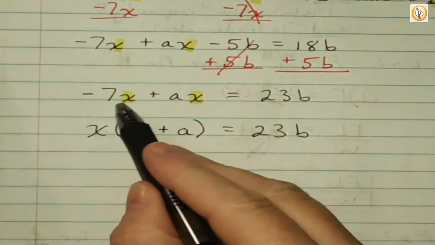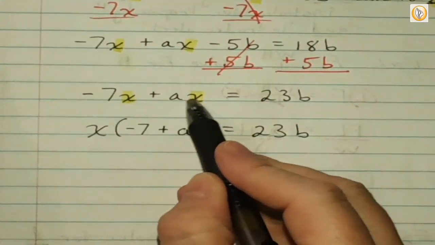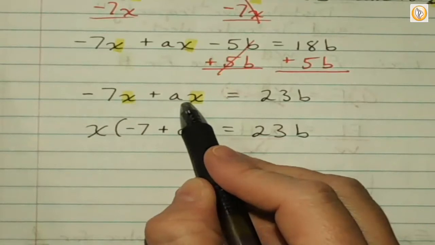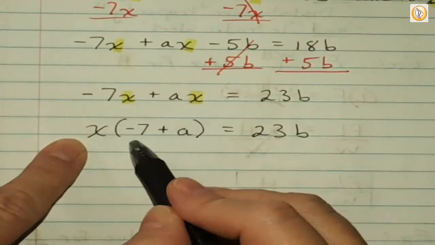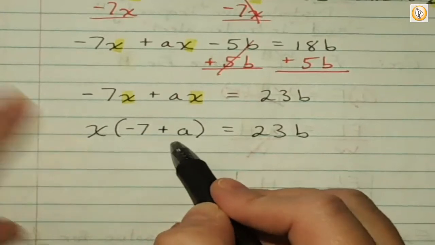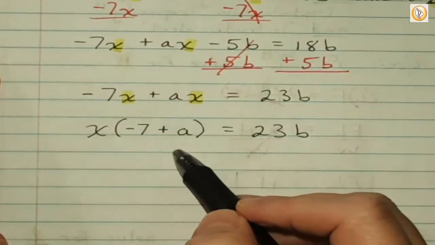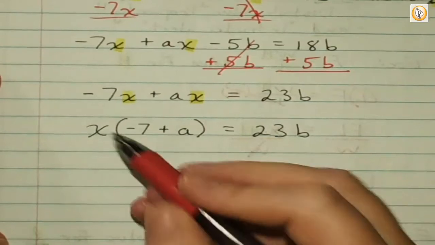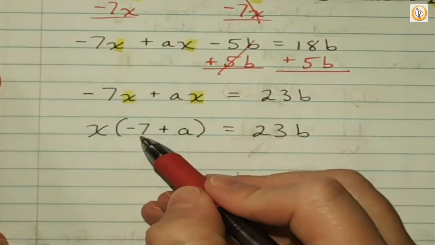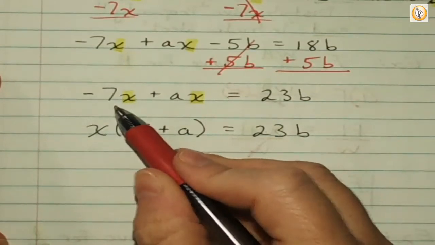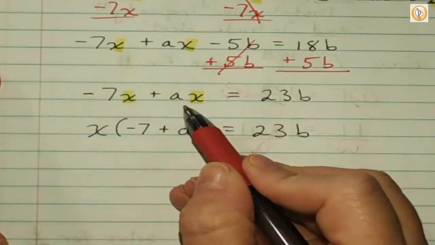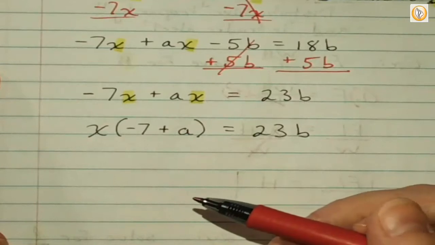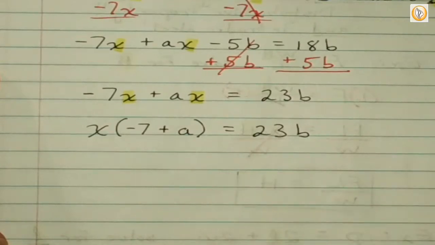x is being multiplied with negative 7, and x is being multiplied with a. If I pull the x out and have it multiplied with the negative 7 plus a, isn't that the same thing? If I were to do distributive property, x times negative 7 is negative 7x, plus x times a is ax. So does this work? Yes. All right, write it down.